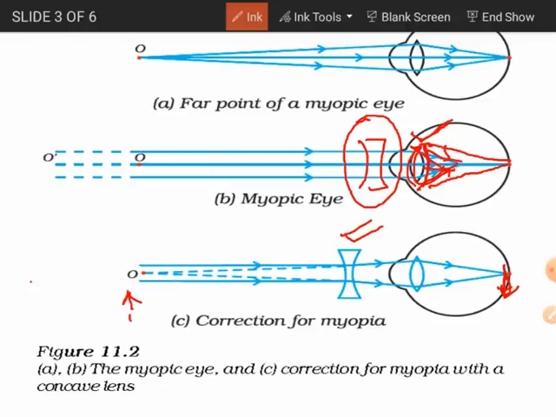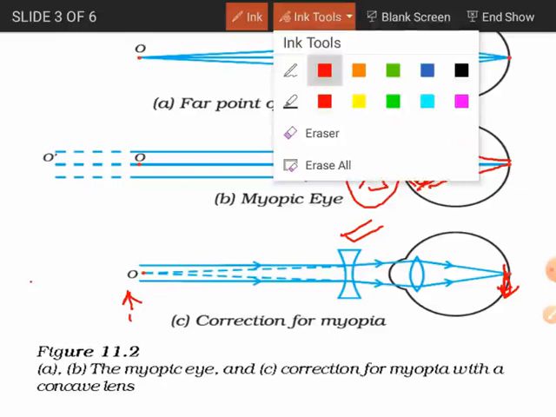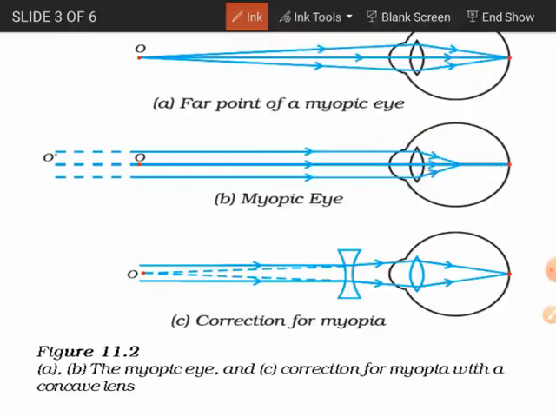The cause of this myopia may be that your eye lens has more converging power, or you can say that the relaxing power of the ciliary muscle is less. The first one is the high converging power of the eye lens. Instead of converging onto the retina, it converges here. That means it has high convergence. So the first cause is high convergence of the eye lens.